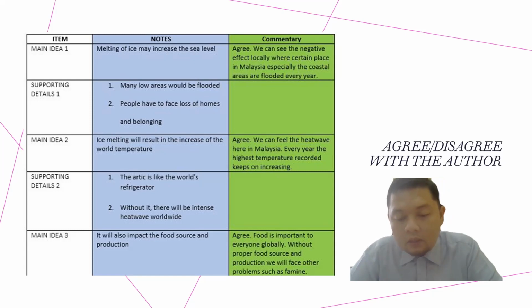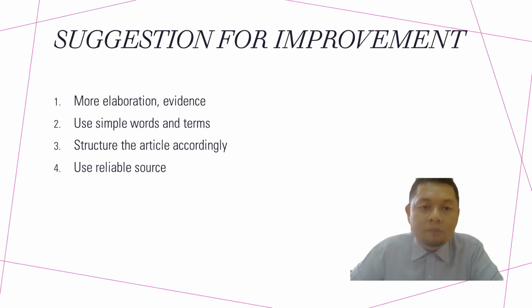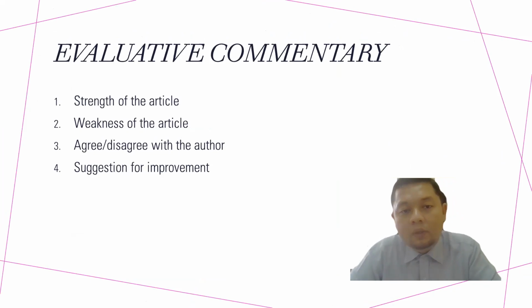Yeah. Before I end this video, I would like to remind you that in anything that you would like to write in the evaluative commentary, it's either the strength, the weakness, your agreement or disagreement, or even for the suggestion, make sure you elaborate on it, make sure you provide examples, make sure you provide reasons why you said so. For instance, you say that the strength of the article is it is well structured. All right, so elaborate. What does it mean by well structured? Show example. Where is the thesis statement, topic sentence, and things like that.